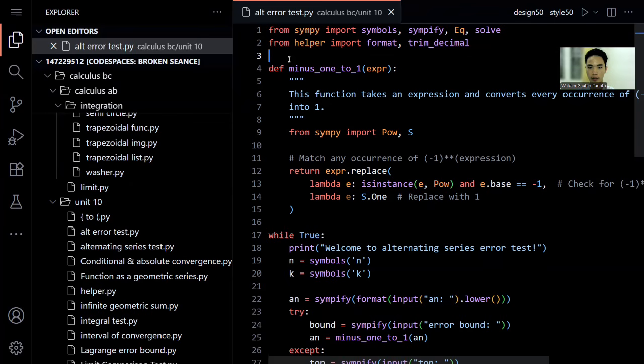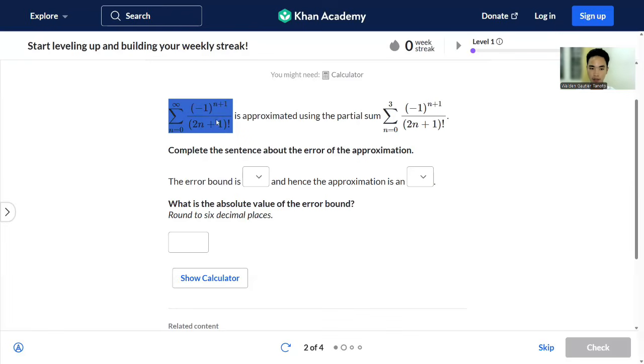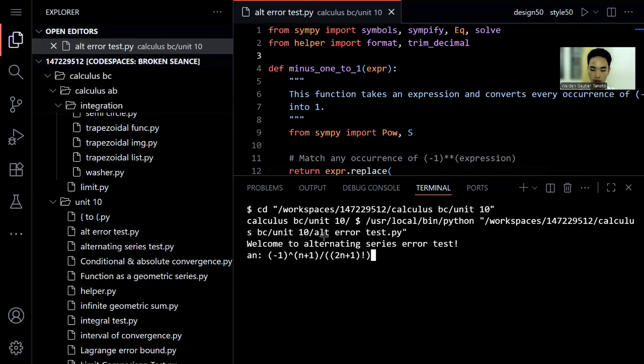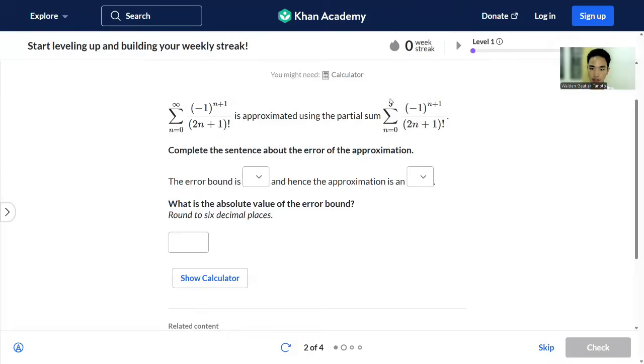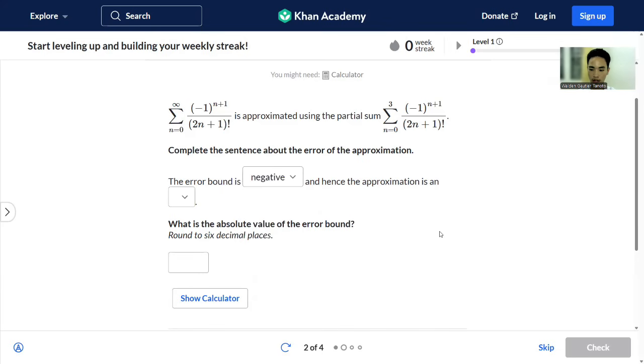Now I'm going to prove that my alt-error test works. First, run the program. And then write this function. And then since we're finding the error bound, we need the top, which is 3. The error bound is negative, and hence the approximation is an overestimate.